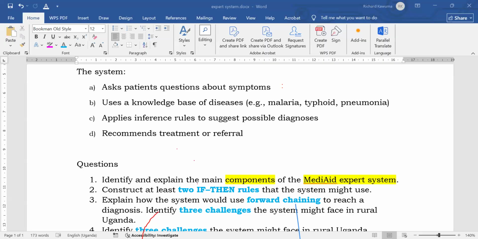Yes? It's the knowledge base. Someone is saying knowledge base, and someone says inference engine. Let us begin with the first person who said knowledge base. Why do you say knowledge base?